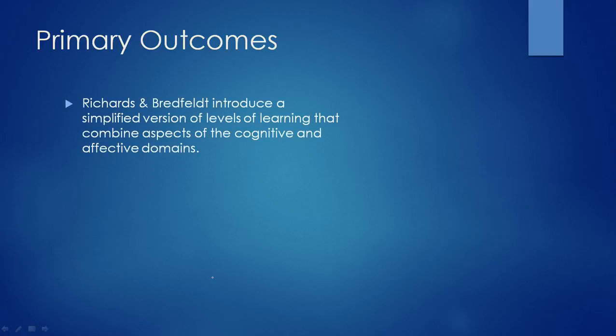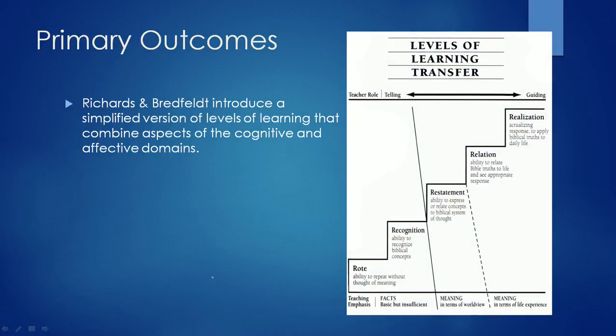Okay, so now Richards and Redfield introduced a simplified version of these levels of learning that combines aspects of the cognitive and the affective domains. So what they did is they created this. This is in your text. And what we see here are these 5 levels: rote, recognition, restatement, relation, and realization.